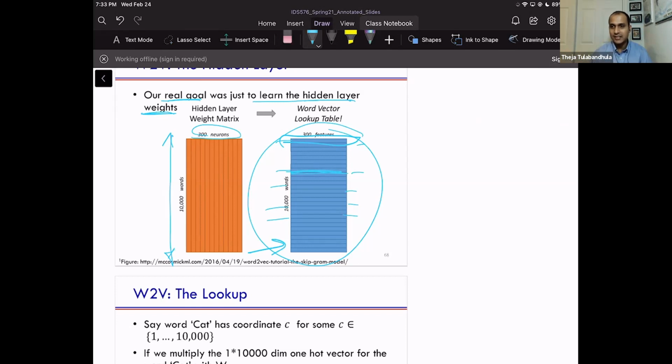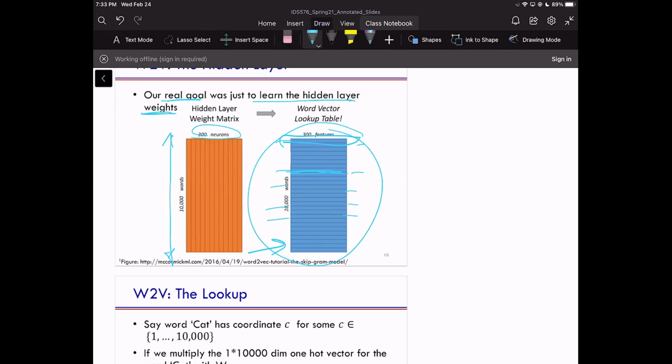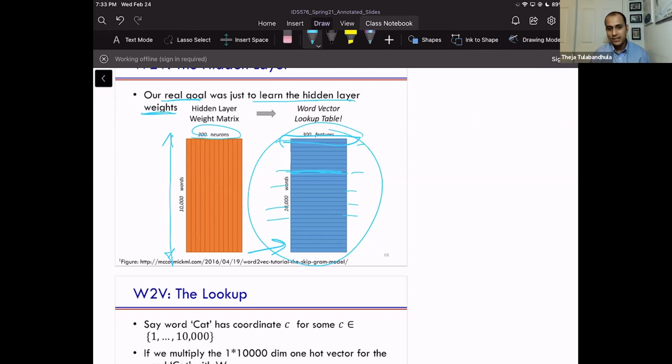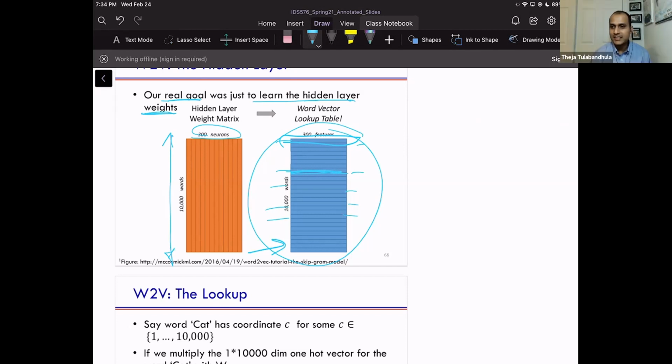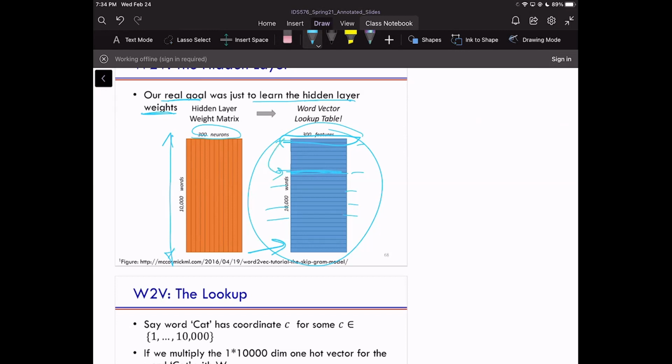You forget about this original classification task and all that stuff. It's a lookup, right? So just think of a dictionary, or actually it's not even a dictionary. If you have a matrix, you can always index a row. In Python, with a NumPy array, you know how to do it.